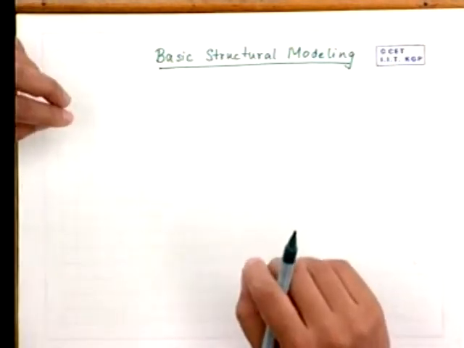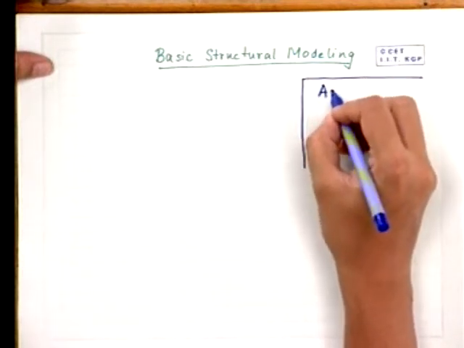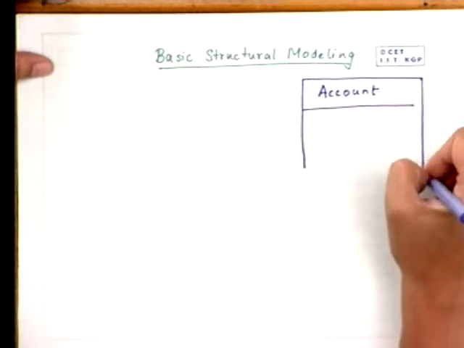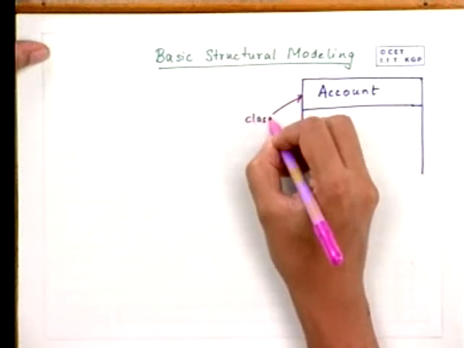As you know, classes are the most important building blocks of any object-oriented system. Let us have a look again at the simple class syntax. Before that, let us draw a representative class. This is a class account. If you recollect, we write classes in a rectangular box consisting of several compartments. The first compartment is the name of the class. So this is the class name compartment.